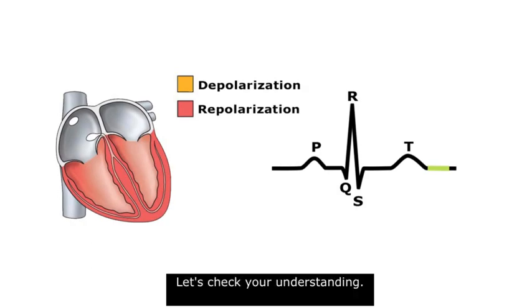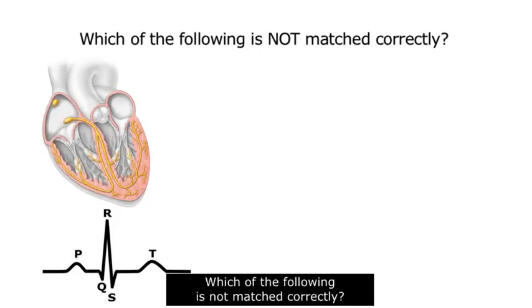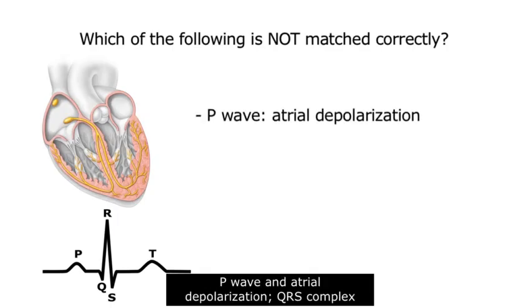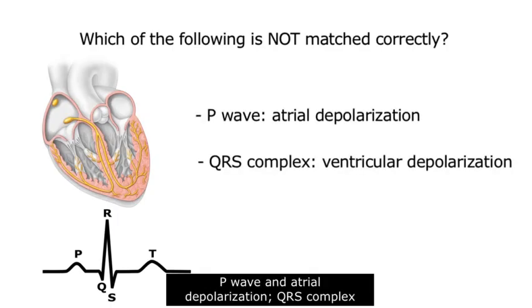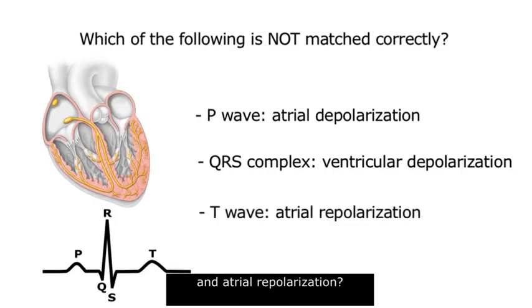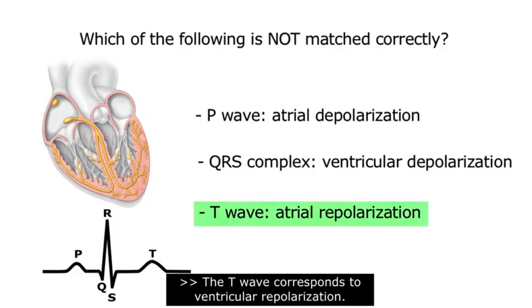Let's check your understanding. Which of the following is not matched correctly? P wave and atrial depolarization, QRS complex and ventricular depolarization, or T wave and atrial repolarization? The T wave corresponds to ventricular repolarization. Repolarization of the atria is hidden by the large QRS complex.